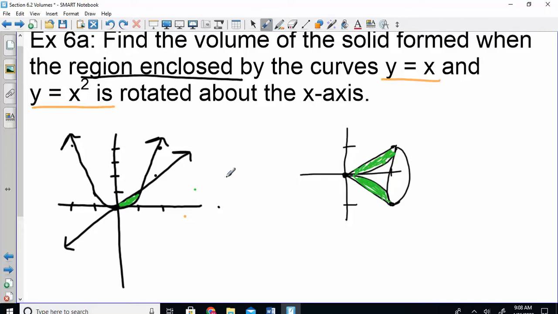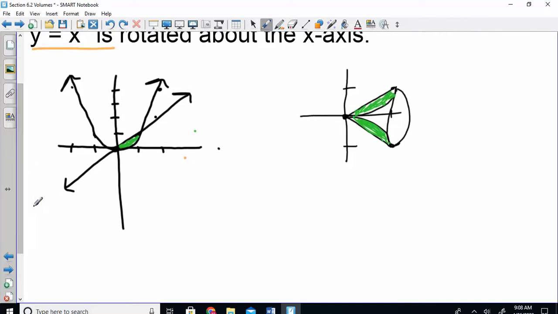Okay, so this is kind of like when we found area between curves. What did we have to do if we wanted just the area between them? We subtracted. So that's exactly what we're going to do here. We're basically going to find the volume of the outside minus the volume of the inside. If you found the volume of that outside piece, you're getting all of this. If you find the volume of that inside piece, you're getting this. So to get what's between them, you just subtract.